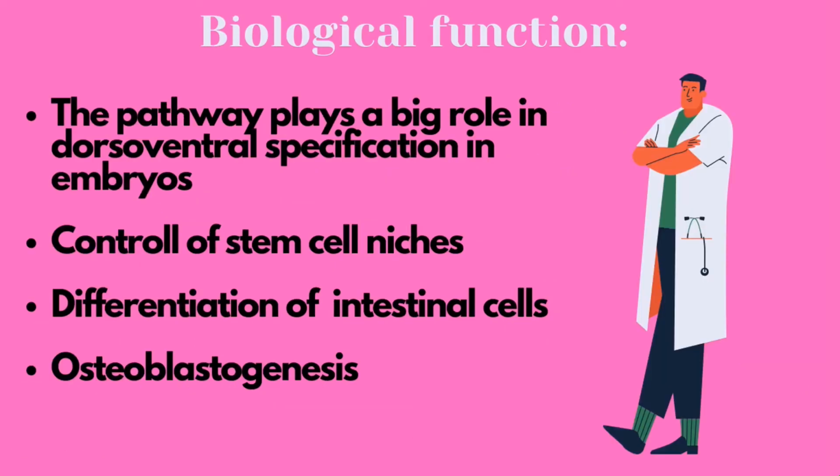The WNT pathway has different biological functions. The pathway plays a big role in the dorsoventral specification in embryos, so to say the building of back and front. And it plays a role in the control of stem cell niches, in the differentiation of intestinal cells, and osteoblastogenesis.